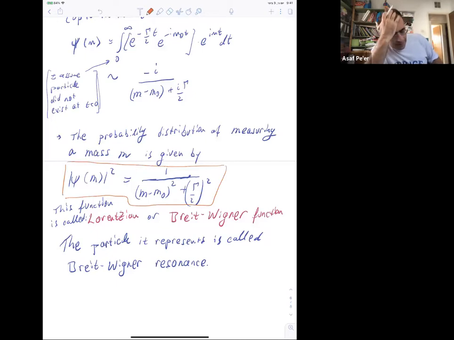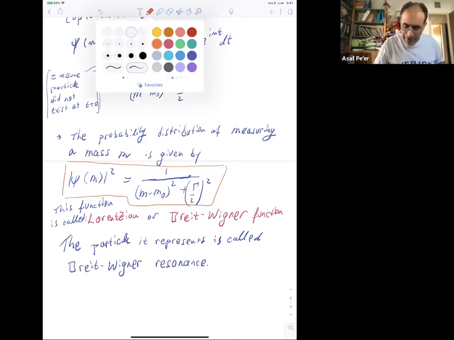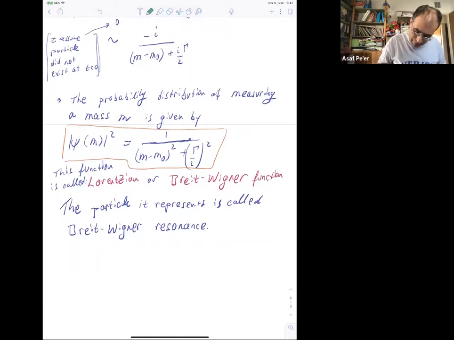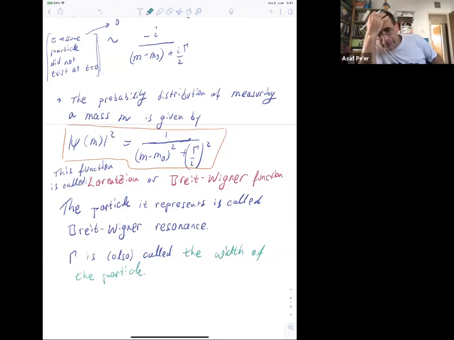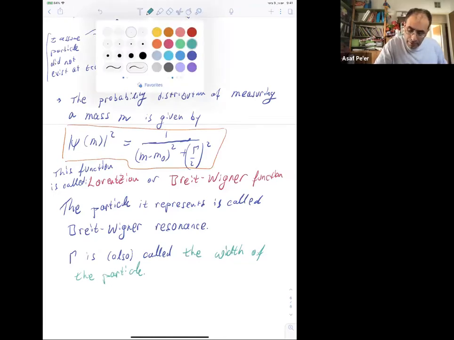Now, if the particle's lifetime is long, that means that gamma is small, then the width of the distribution is narrow. Oh, by the way, I told you gamma has several names. One of the names of gamma is the width of the particle. So if the lifetime of the particle is very long, then the width of the distribution is very narrow, and vice versa.